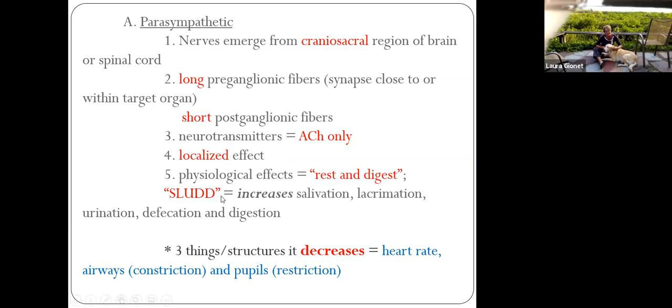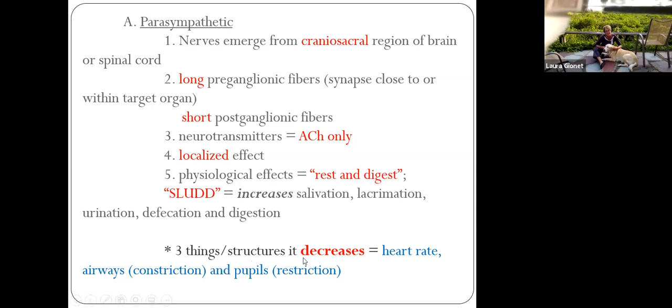Its physiological effects are rest and digest. SLUD will serve you very well. These are the things that are increased in parasympathetic stimulation: salivation, lacrimation, urination, digestion, defecation. So the salivary glands are part of digestion. Lacrimation is tear production, then producing urine and urination and defecation, as well as digestive functions. Those will all be stimulated.